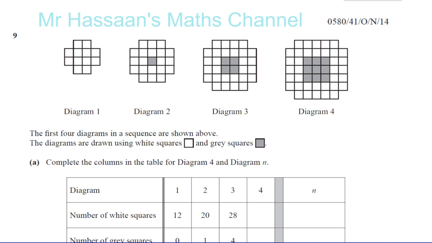Okay, so here we have question number 9 from October-November 2014, paper 4, variant 1, a question about sequences and number patterns. They told us there are 4 diagrams shown above. The diagrams are made using white squares and shaded gray squares. Complete the columns in the table for diagram 4 and diagram n, the nth diagram.